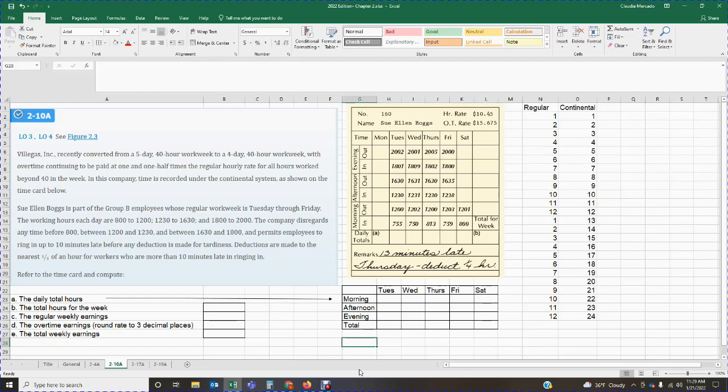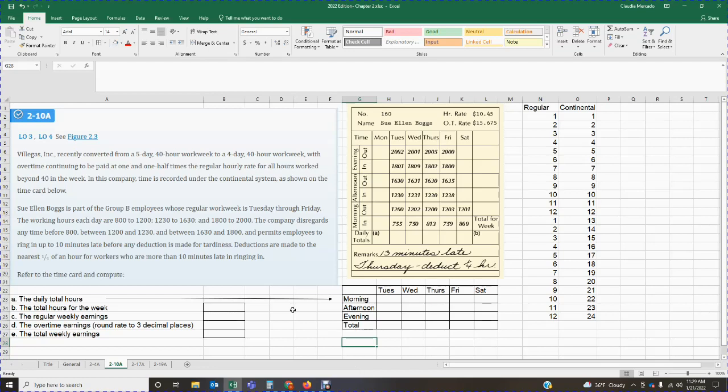Okay. Now in this problem, we are required to calculate the daily total hours worked, the total hours for the week, the regular weekly earnings, the overtime earnings, rounded to 3 decimal places, and the total weekly earnings. Okay. So let's get our calculations going.